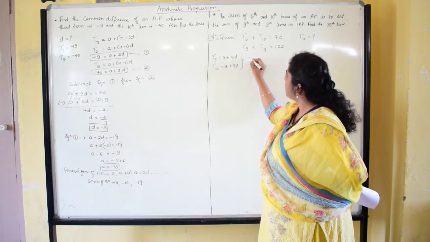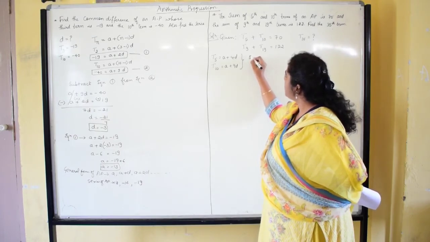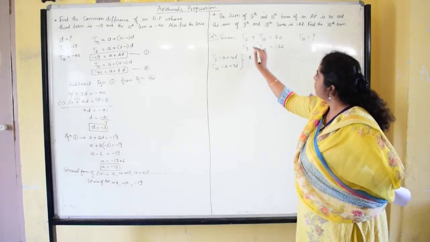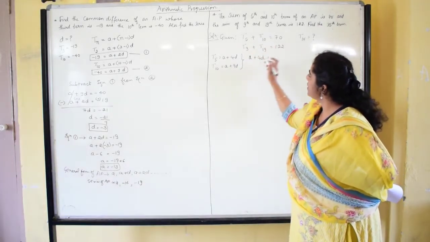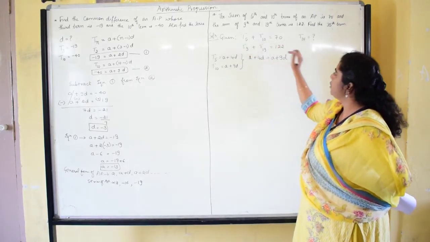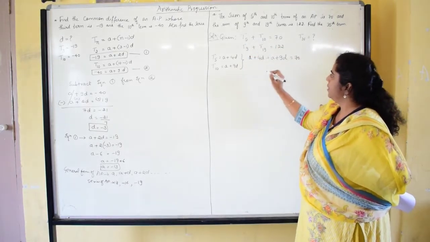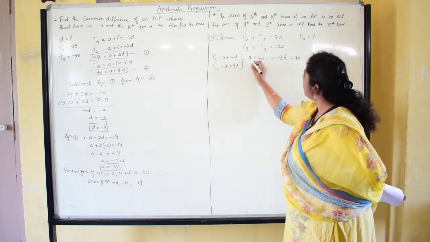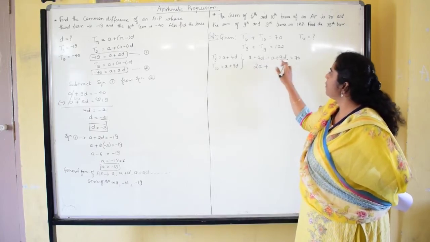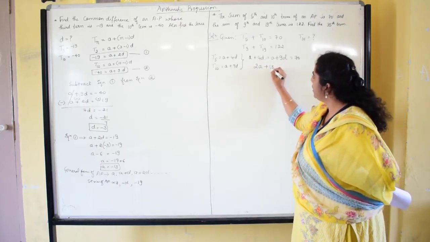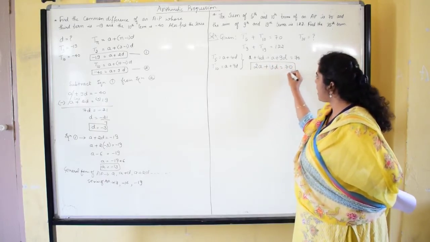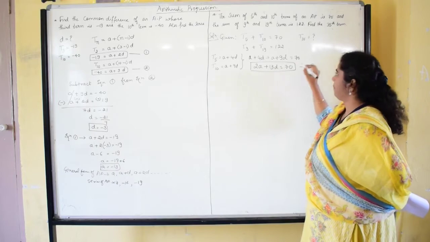So if we add these, we get a plus 4d plus T10, which is a plus 9d. Adding both the terms, the total is 70. So 1a plus 1a is 2a, plus 4 plus 9 is 13d, is equal to 70. Consider this as equation 1.